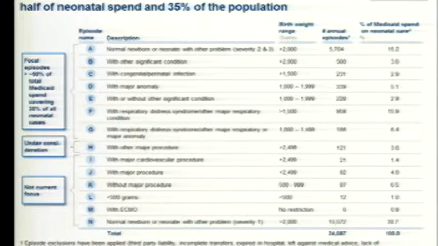And the column on the far right just breaks down the percent of Medicaid spend on neonatal care in a given year that is for that episode. So that's how to read the chart.